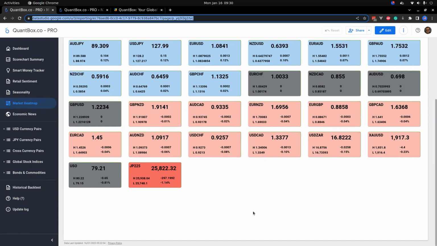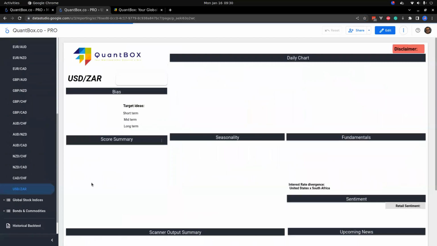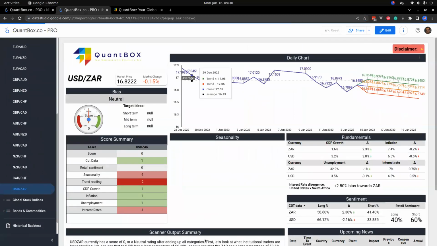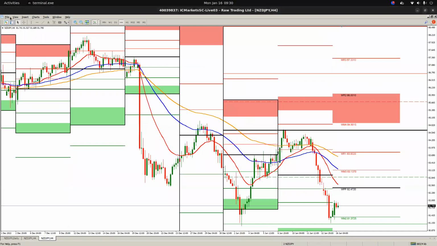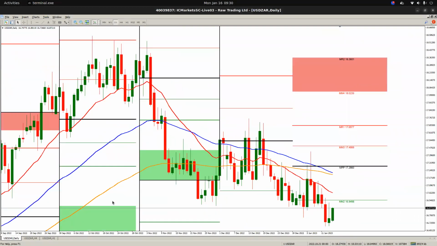Let's take a look at USD ZAR. So looking at USD ZAR in our cross currencies, we can see here that USD ZAR is coming through with a bias of neutral. Okay, USD ZAR, bias of neutral. And where is my USD ZAR? There it is over there. Okay, cool. Bias of neutral.